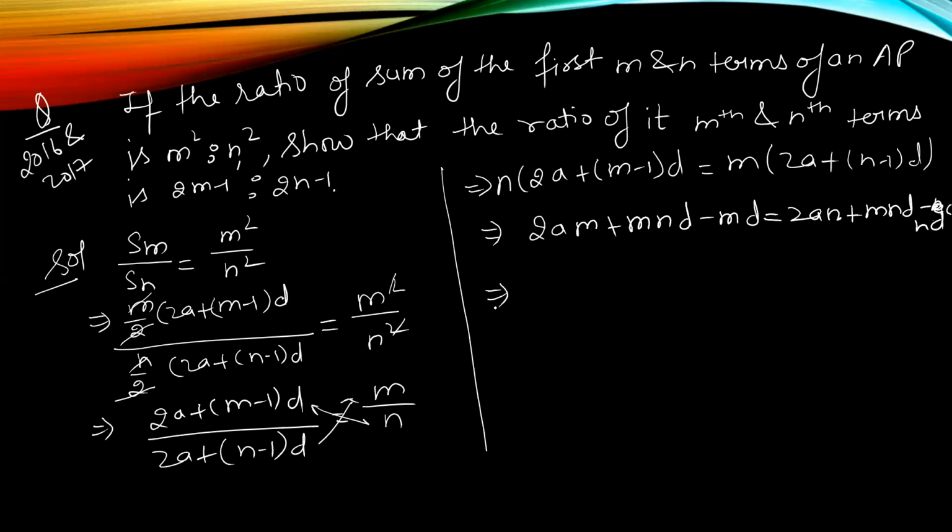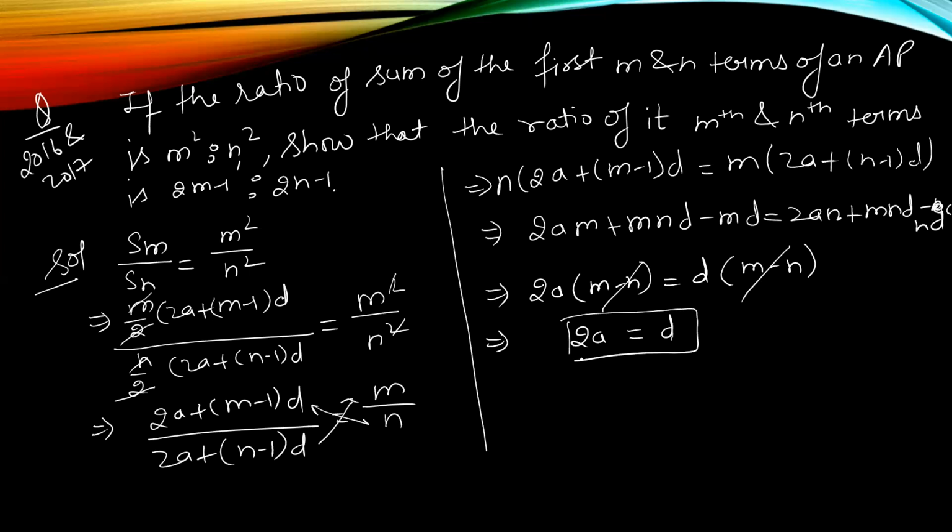Further, taking common whichever we can, we take 2a common, and we are left with m minus n. On the other side, we have d common, with m minus n left. Further, what we'll get is 2a equals d. So we have the common difference equal to 2a. Now what we need to find out is to show that the ratio of its mth and nth terms is (2m minus 1) over (2n minus 1). So let's quickly work with this.